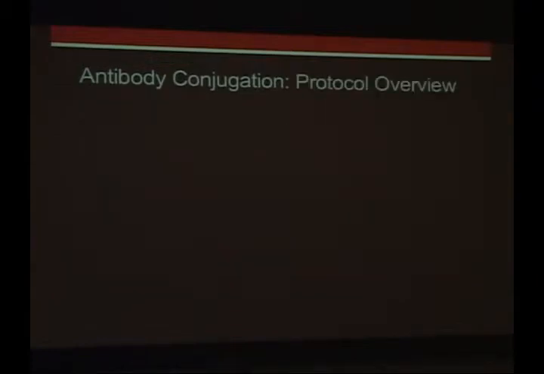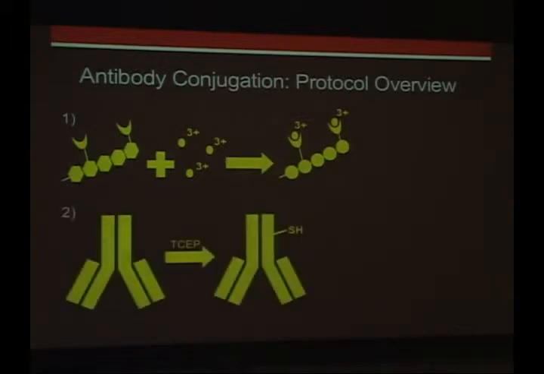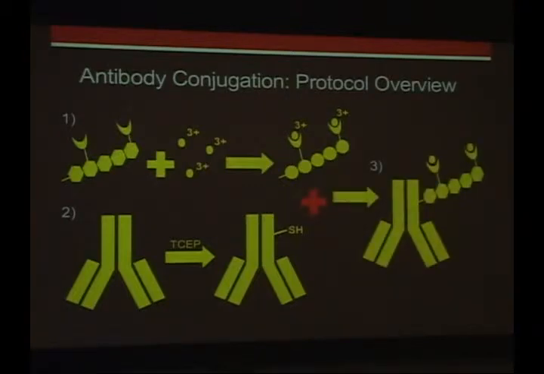So just a brief overview of how we label antibodies. First step is, as I mentioned, to incubate our polymer with our solution of heavy metal ions. Preloading in this way prevents that antibody precipitation. Second step is to partially reduce our antibody using TCEP to expose that sulfhydryl group. And then incubating these together, we will allow the polymer to bind that sulfhydryl and form our conjugated antibody.